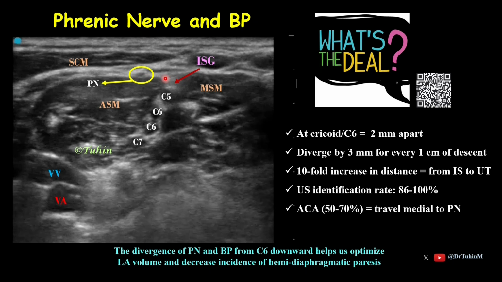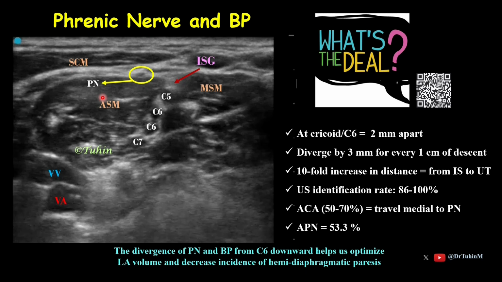Please remember the phrenic nerve, brachial plexus, and the deep cervical plexus all lie beneath the prevertebral layer of the deep cervical fascia. The ascending cervical artery is frequently seen accompanying the phrenic nerve at this level. Additionally, an accessory phrenic nerve is present in more than 50% of the Indian population.